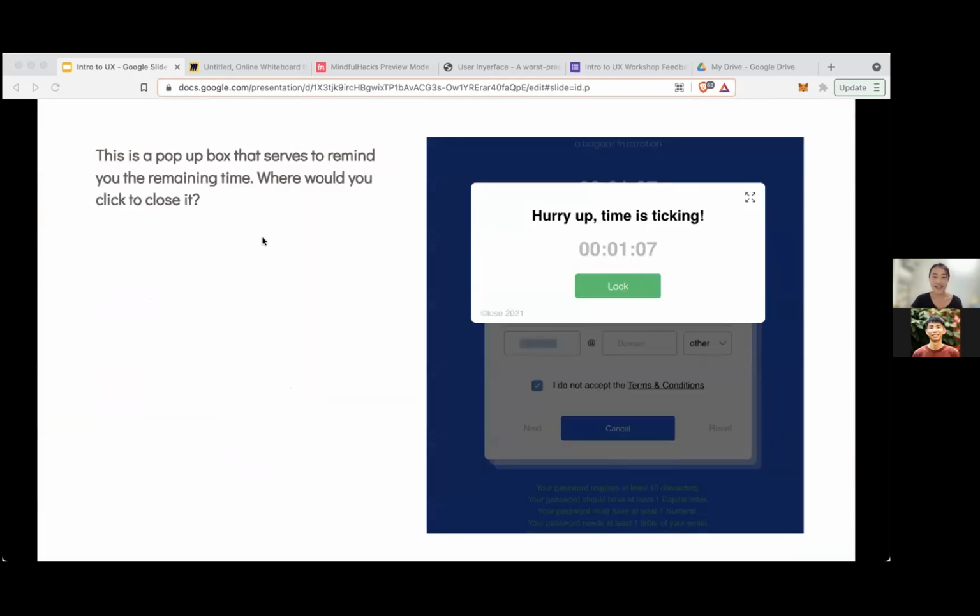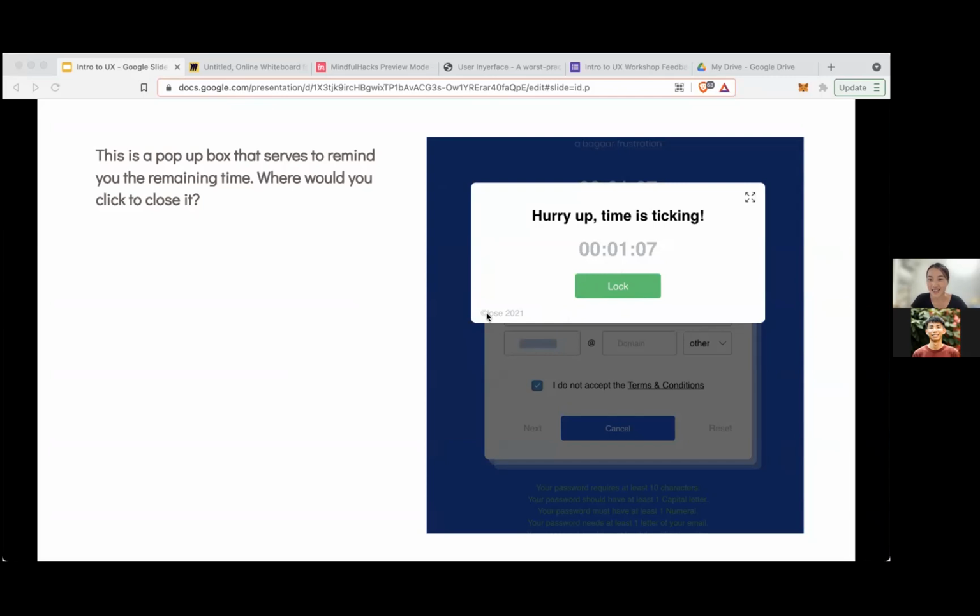So next is this. This is the pop-up box that serves to remind you of the remaining time. Most of you will probably also look at the green button when you first see this pop-up box, when you are trying to close it. But then you realize that, oh, the green button actually says lock.